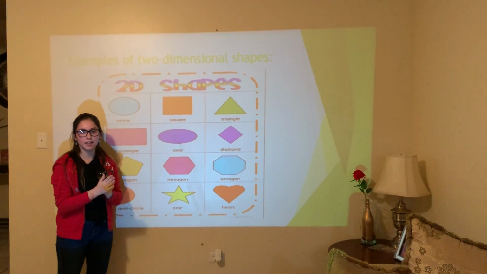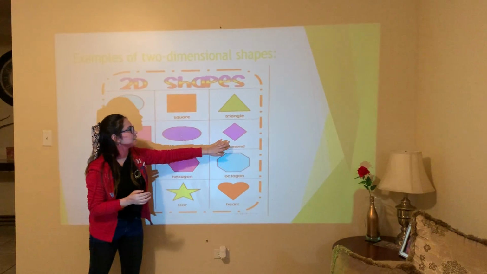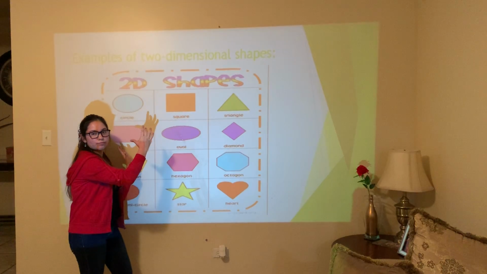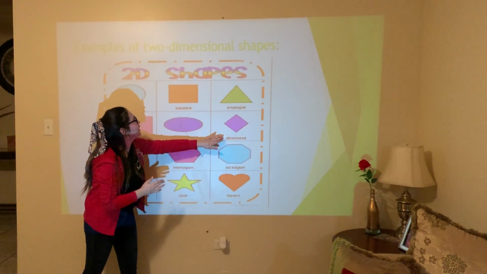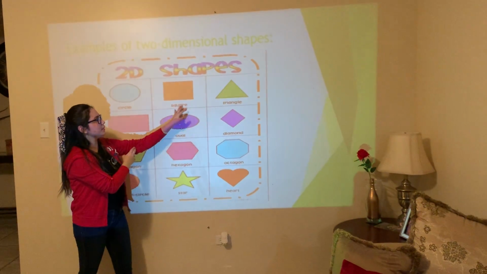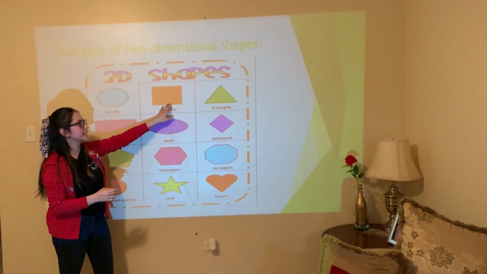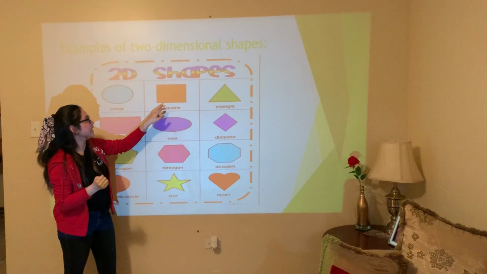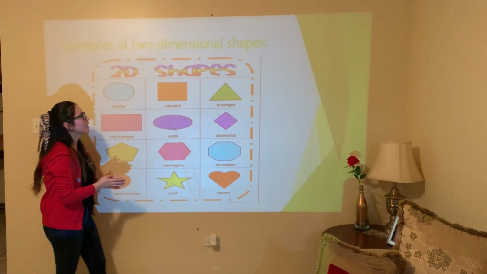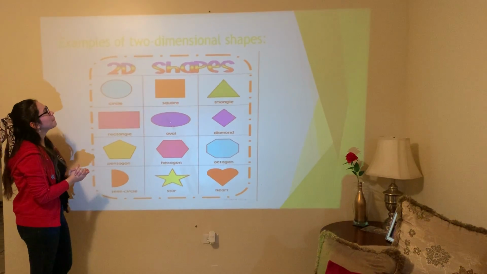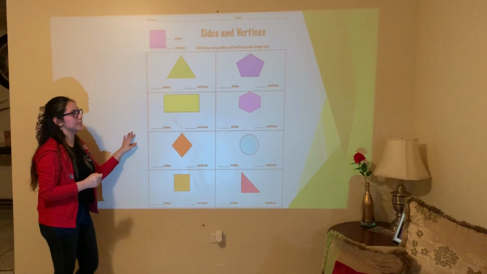The diamond looks like a square. Yes, it's similar, but it's just tilted. Yes, tilted. It's like a square because it has 4 vertices and 4 sides, so it's similar. Now I'm going to give you a worksheet.